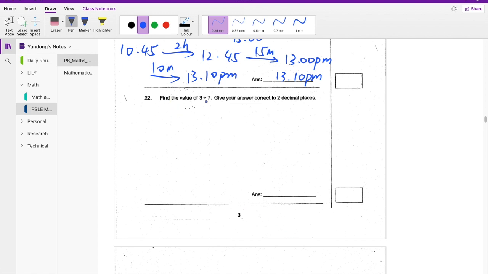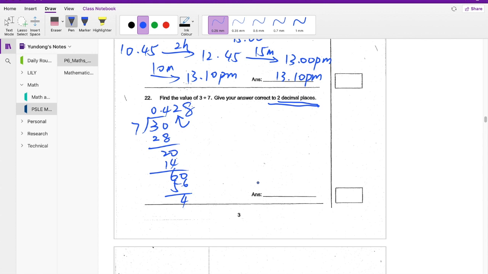Okay, 22. Find the value of 3 divided by 7. Give the answer correct to 2 decimal places. So here it's called rounding to 2 decimal places. So what are decimal places? Well, these are the numbers after the decimal point. Now divide 3 by 7. Cannot divide, 4, 28, 20, 2, 7, 8. So here, for this one, we see that it has 3 decimal places, but we need only 2. So we need to remove this one. But this digit is greater than 5, so the answer is 0.43.